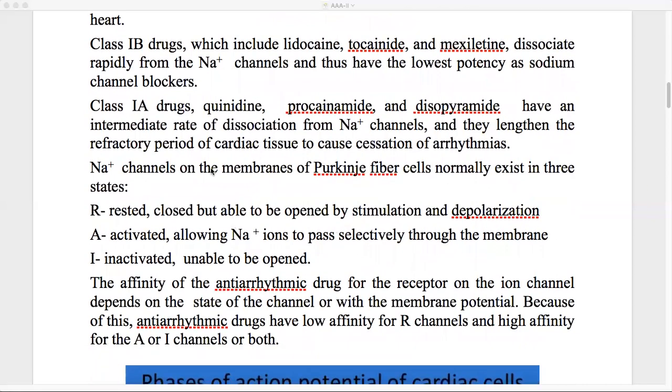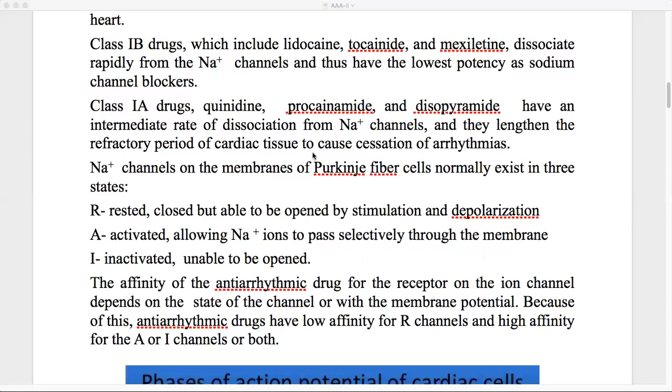And the class 1A drugs, that is quinidine, procainamide, disopyramide, have an intermediate rate of dissociation from the sodium channel, between class 1B and class 1C. That is, they lengthen the refractory period of the cardiac tissue to cause the cessation of arrhythmias. So these are the three types of membrane depressant drugs.